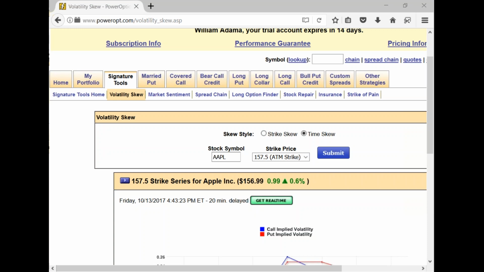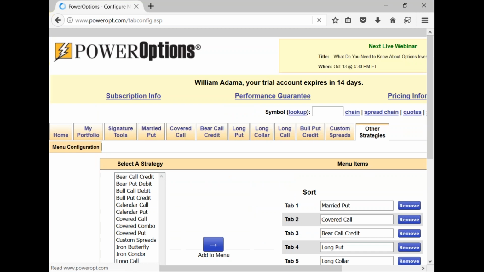Okay, I think my next question before Mark's question is from Mike. And Mike says, does PowerOptions have debit spreads listed? Yes, we have search tools for the debit spreads as well as the credit spreads, the bull call debit and bear put debit. If so, can you show us what stocks would come up with in the money call debit spreads? Sure. Go to other strategies.